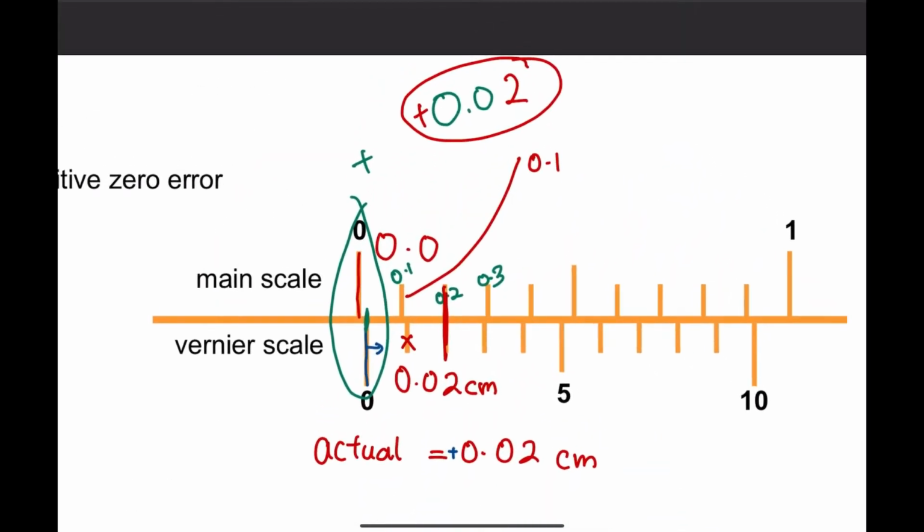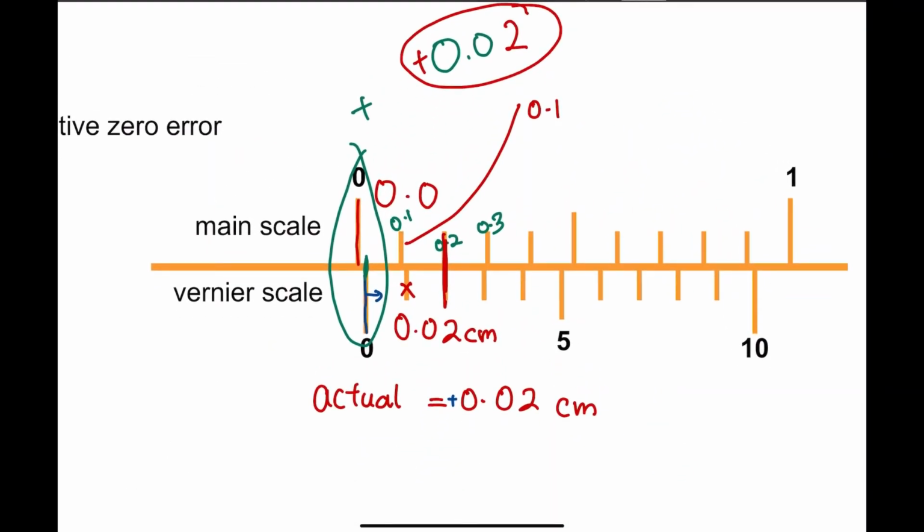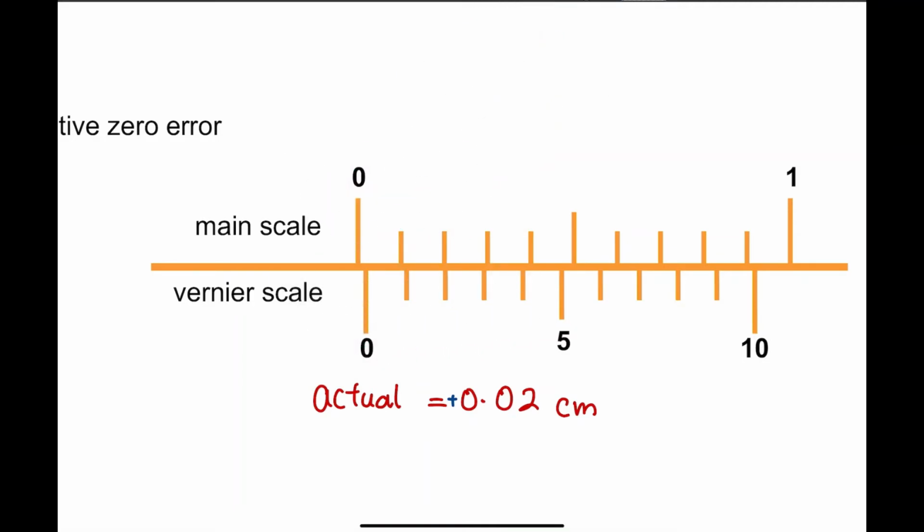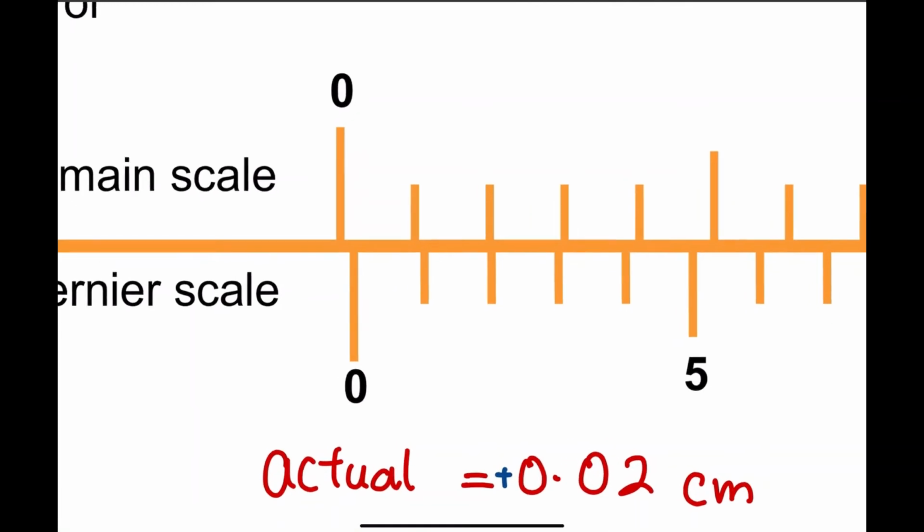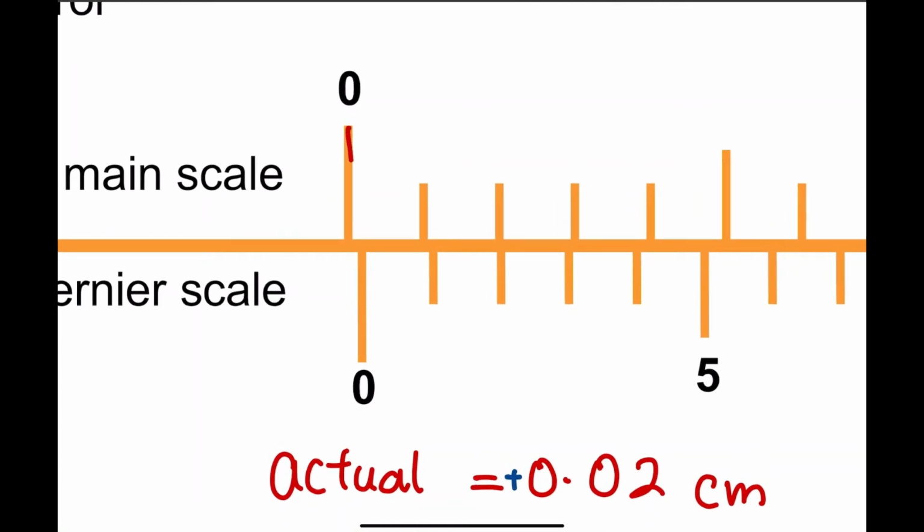Okay. What does it mean by positive zero error? So let me erase all this first. You realize that the main scale reading, this 0 is down here. The minor scale reading, the 0 is down here. The blue color line is to the right. Okay, it is on the right hand side of the main scale reading. So therefore, this means that there is a positive zero error.